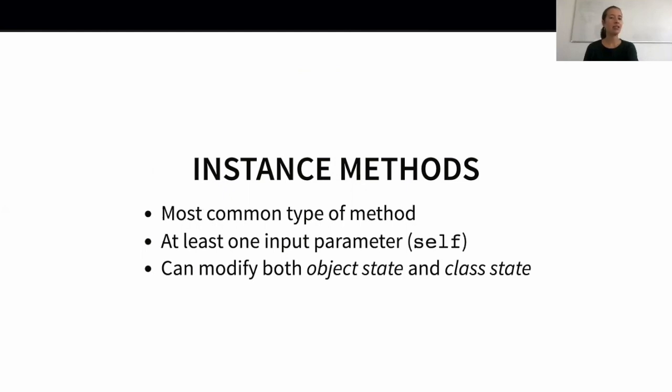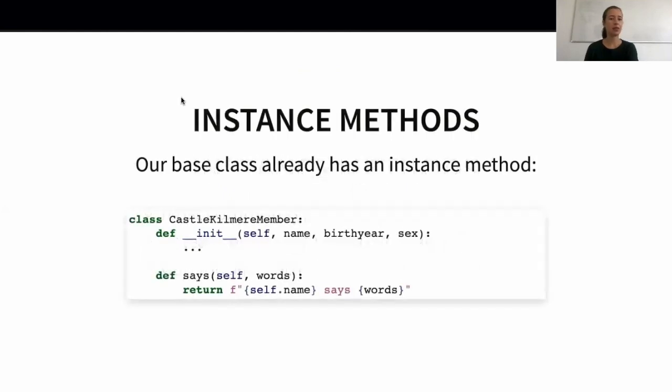Our base class already has an instance method. The says method takes the input self and a string of words that the current member of Castle Kilmere should say. When the says method is called on an object, the self parameter can be used to access attributes which were set in the dunder init method, for example, self.name.